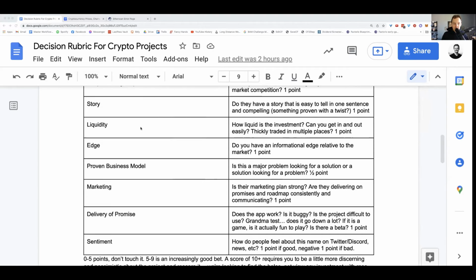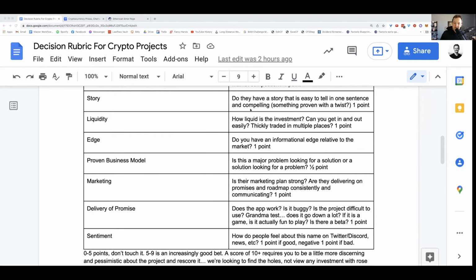The next point I would use would be the story. They have a story that's easy to tell in one sentence and compelling. So the best ones of these I found tend to be something with a twist, right? Something proven that already exists in the marketplace with a twist.